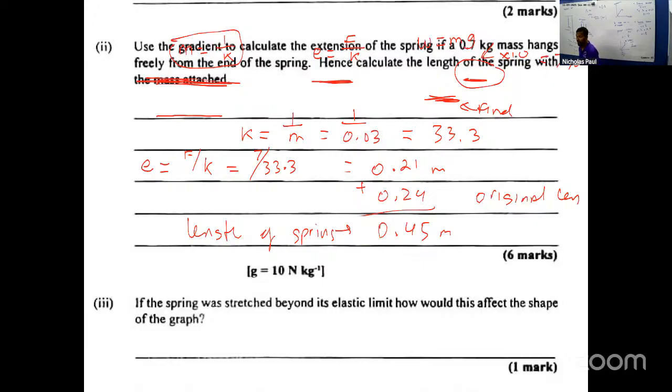Let's pick on somebody new now. Let's pick on Lucas here. Lucas, if this spring was stretched beyond its elastic limit, how will this affect the shape of the graph? Right, the graph will start to curve slightly. So if this spring is stretched beyond the elastic limit, the graph will now begin to curve. It's no longer linear. It's no longer a straight line.